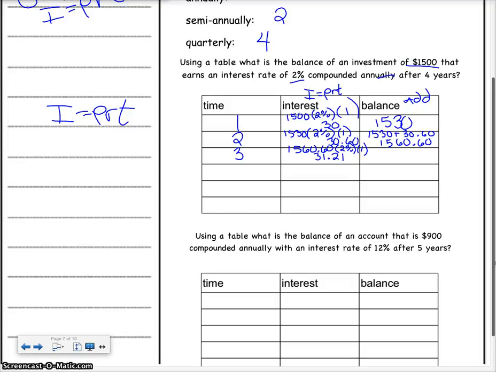And if you look at the interest I'm earning, do you notice that I'm earning more and more as each year progresses? Because interest has been put into the amount of money I make. Now my balance is what I had the previous year, $1,560.60 plus the interest I just earned, $31.21. And that's $1,591.81.